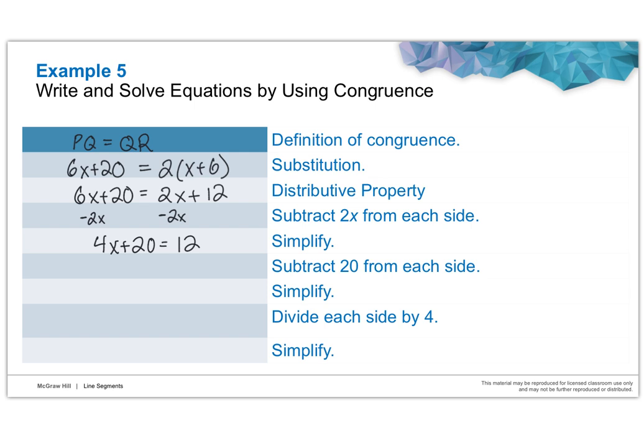And again, you're going to want to make sure that you're filling in each of these blanks. So substitution, of course, the distributive property got us there. Subtract 2x from each side and simplify is where we are so far. I would also accept the wording here of adding like terms.